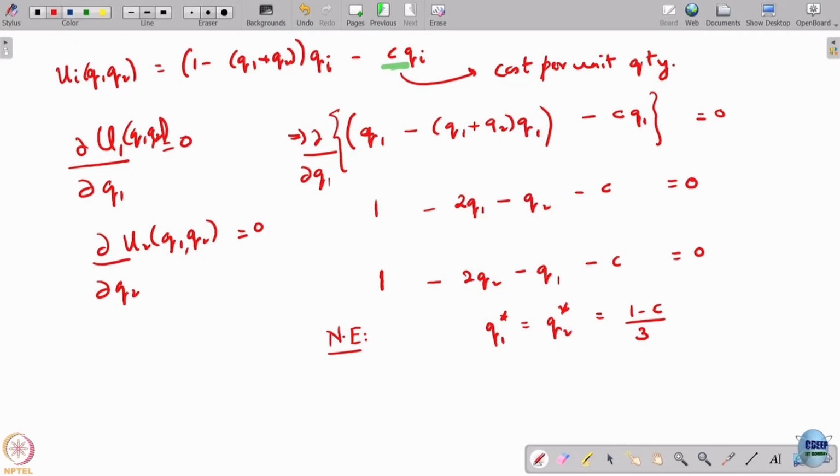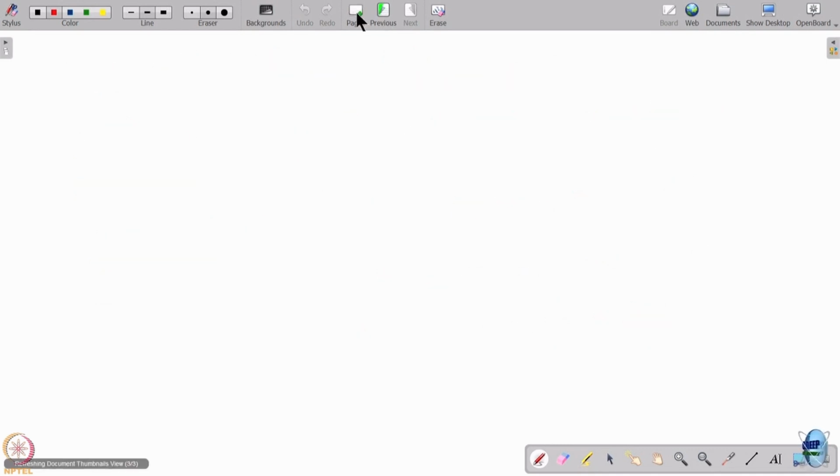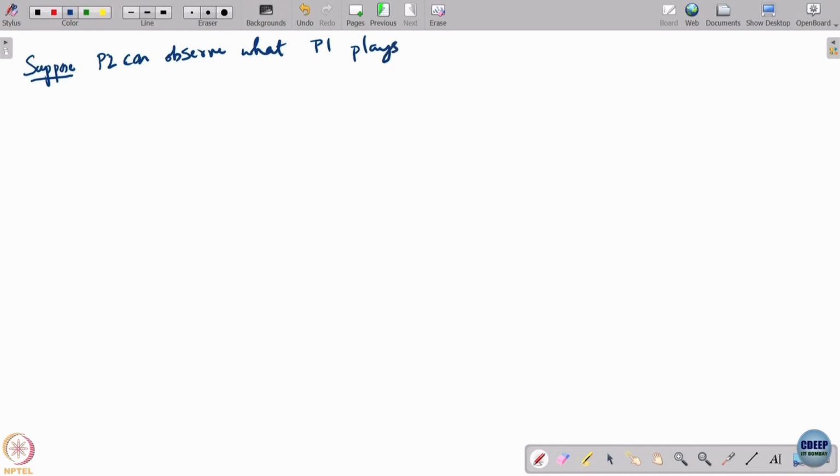Now let us take this one step forward and ask, what if this game was not simultaneous? What this means is, suppose player 2 can observe what player 1 plays. If player 2 can observe what player 1 plays, then what is the strategy of player 2?